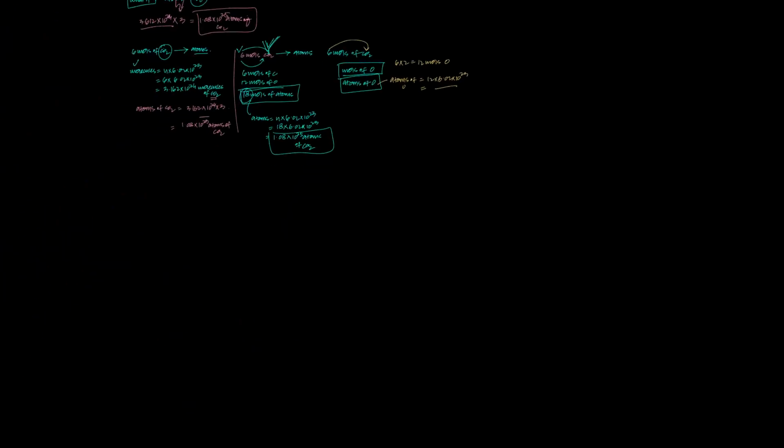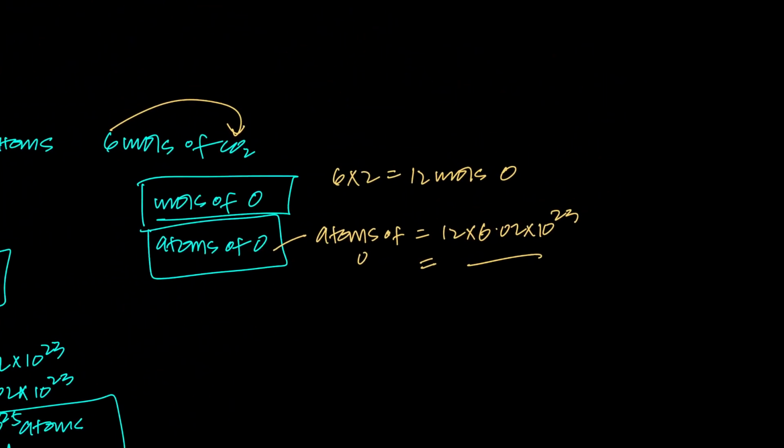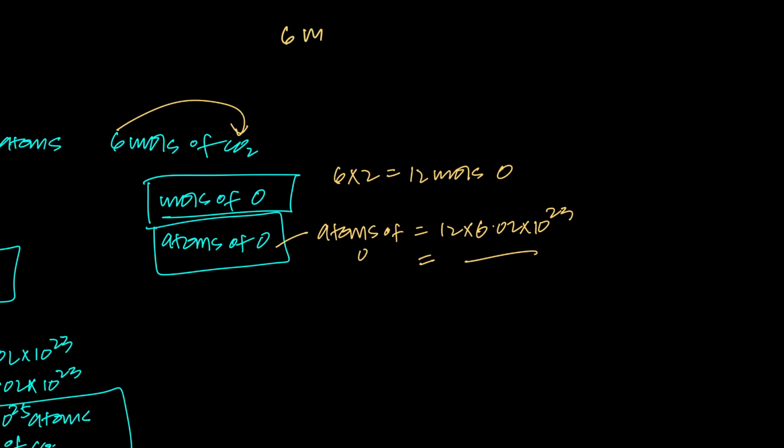Sir, what if it says only find the atoms of O? Then you do it directly. 6 moles of carbon dioxide, find the atoms of O. So what am I going to do? First, you need to find the moles of O. 6 times 2, you have 12 moles of O. And then you find the atoms of O.